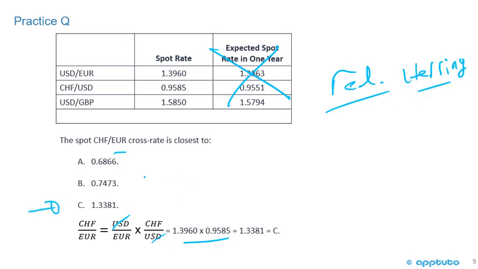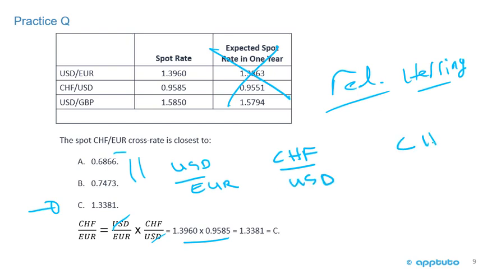Fairly easy. Now, why are these numbers here? It's because it's trying to trick you. If you invert one of the terms, you're going to get the wrong answer, okay? But just write it out here. I've got US dollar over EUR, and I've got CHF over US dollar, and I'm looking for CHF over EUR.